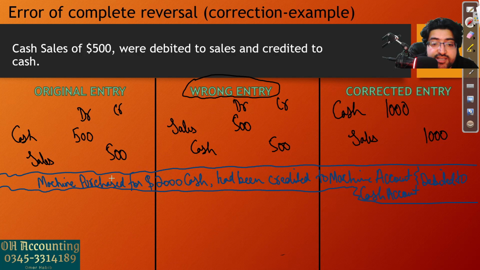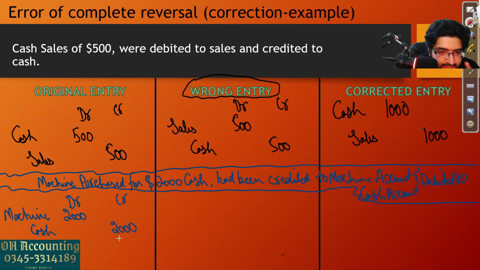So reading the transaction, let's make the original entry first. Machine purchased for $2,000 cash. Machine is an asset. When you purchase assets, you debit them. So machine will be debited by 2,000, and then cash. When you pay by cash, your cash decreases. Cash credited by 2,000. Okay. I'm not making the wrong entry. I'm directly making the corrected entry.